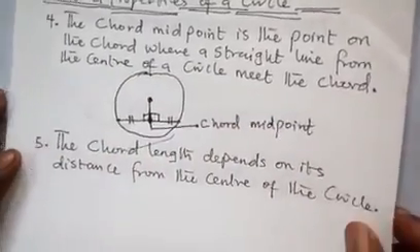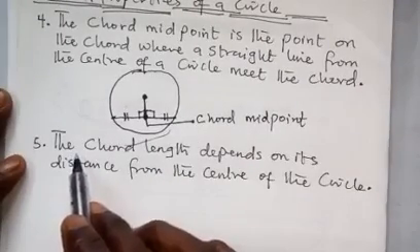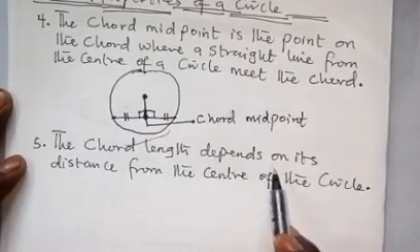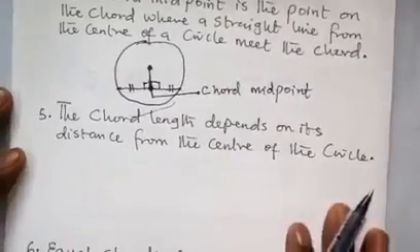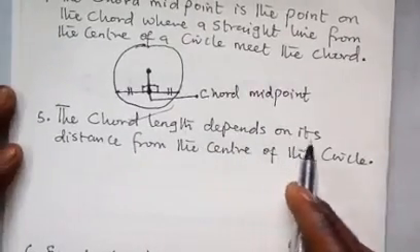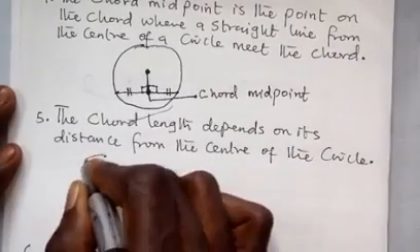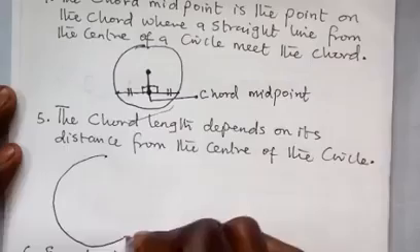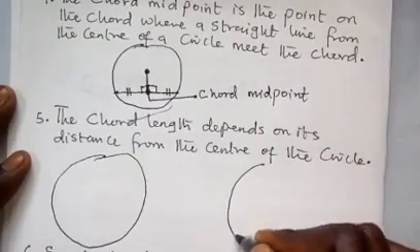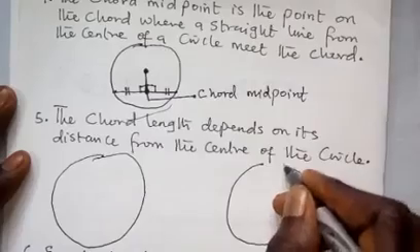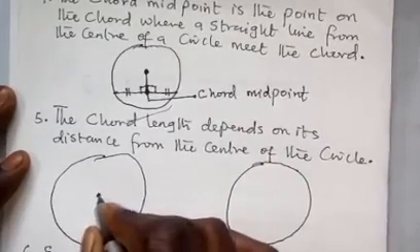Now let's go to the fifth property of the chord. The fifth property of the chord says that the chord length depends on its distance from the center of the circle. Now let me draw 2 circles here, and then let me draw another circle here. Now in this first circle, consider this is the center of the circle.